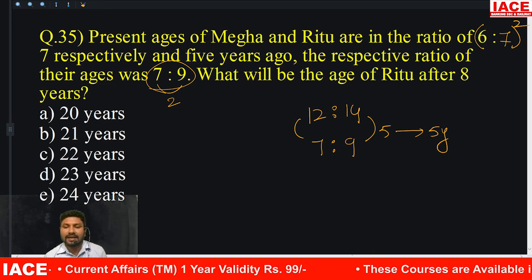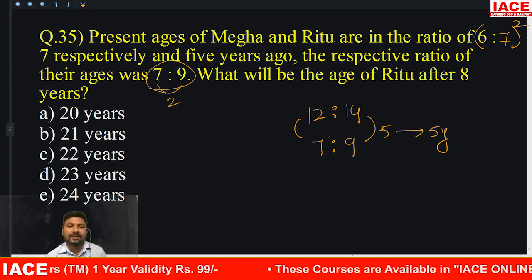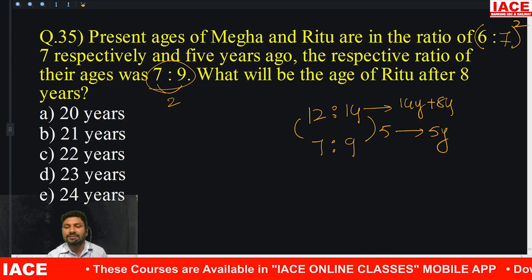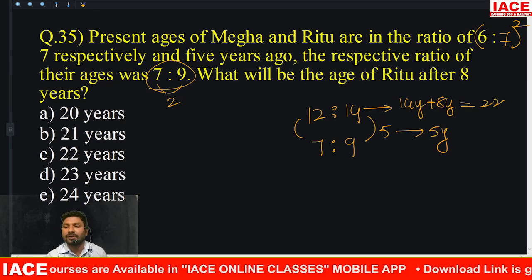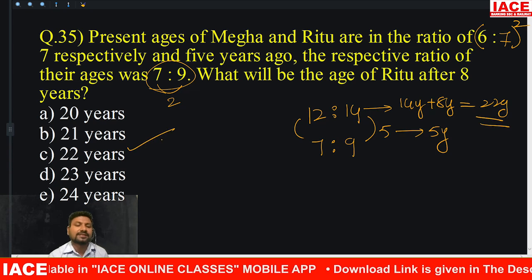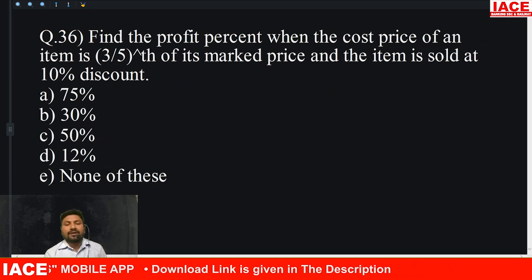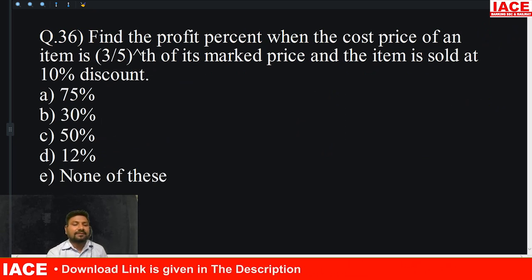Then what will be the age of Ritu after 8 years? Ritu means the second person. 14 parts equal 14 years. After 8 years means we should add: 14 plus 8 equals 22 years. Option C. The first ratio should be multiplied by 2. Find the profit percentage when the cost price of an item is 3/5 of its marked price.